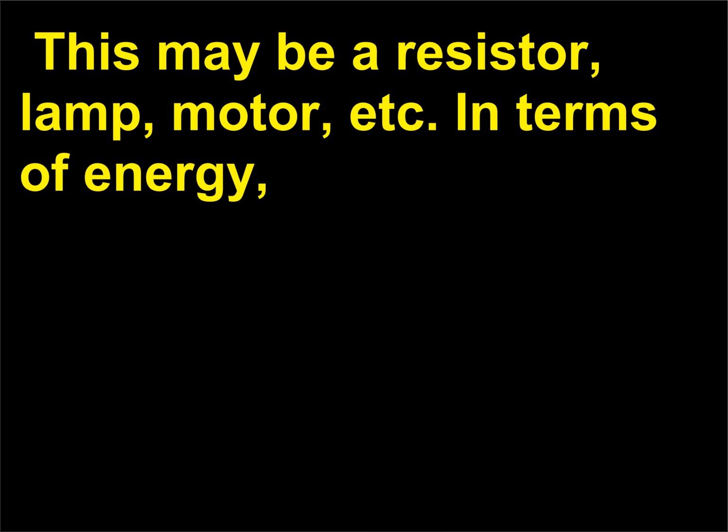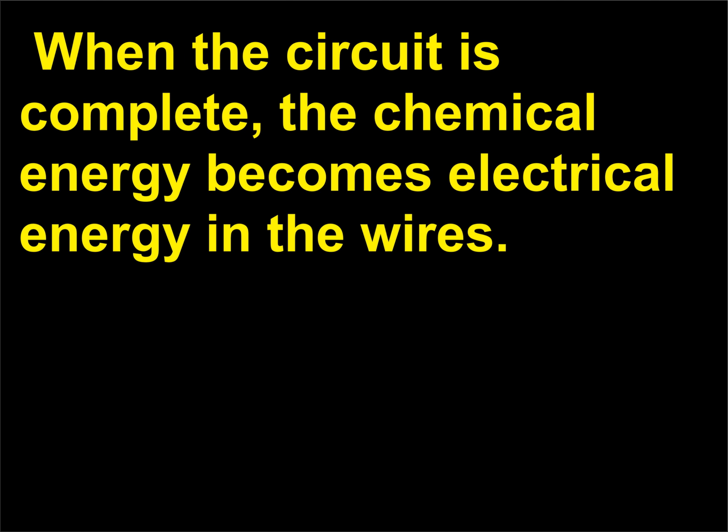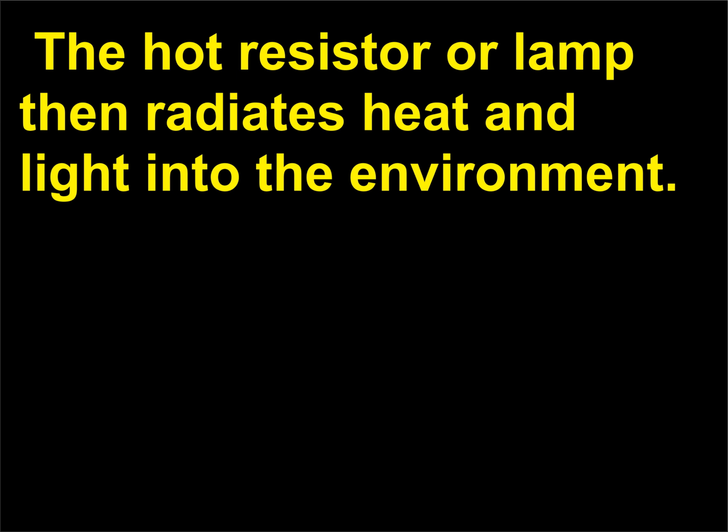In terms of energy, the energy input to the circuit is the chemical energy stored in the battery. When the circuit is complete, the chemical energy becomes electrical energy in the wires. That energy is then converted to thermal energy in the resistor or lamp, or kinetic energy in the motor. The hot resistor or lamp then radiates heat and light into the environment.